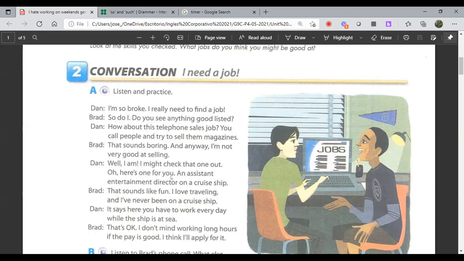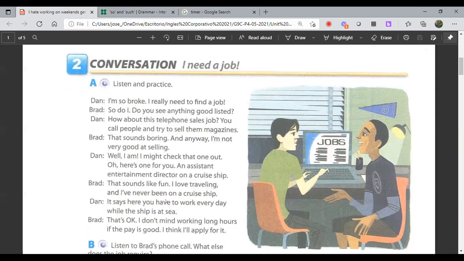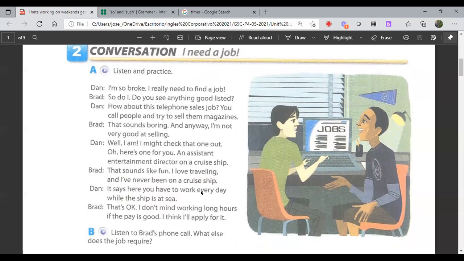out. Oh, here's one for you. An assistant entertainment director on a cruise ship. That sounds like fun. I love traveling and I've never been on a cruise ship. It says here you have to work every day while the ship is at sea. That's okay. I don't mind working long hours if the pay is good. I think I'll apply for it.